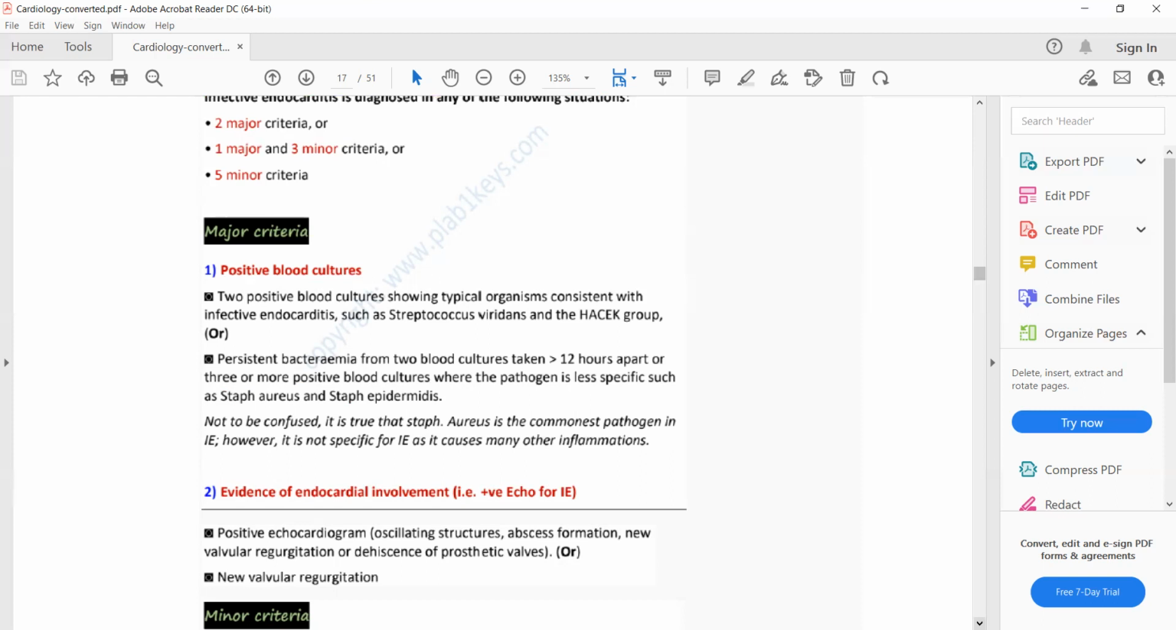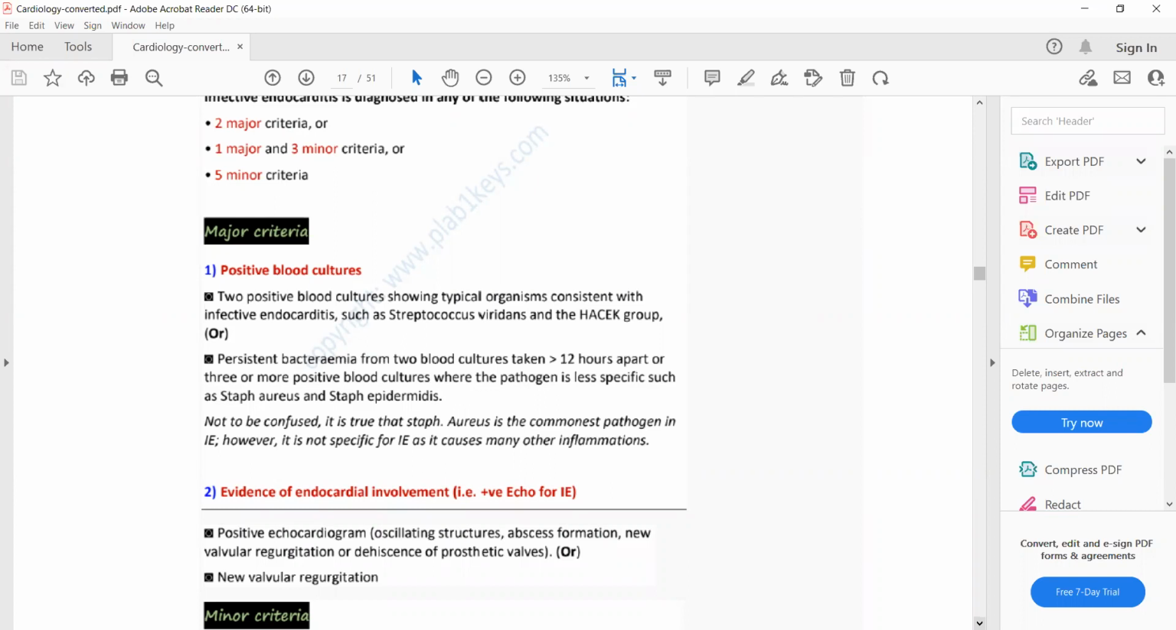Remember that the typical organisms for infective endocarditis are Streptococcus viridans and the HACEK group. So two positive blood cultures showing typical organisms that are consistent with infective endocarditis. Typical organisms are those that are mainly associated with infective endocarditis, and they include viridans streptococci and the HACEK group. While if there are atypical organisms, like Staph aureus, it can cause other infections as well. Staph aureus does not only cause infective endocarditis.